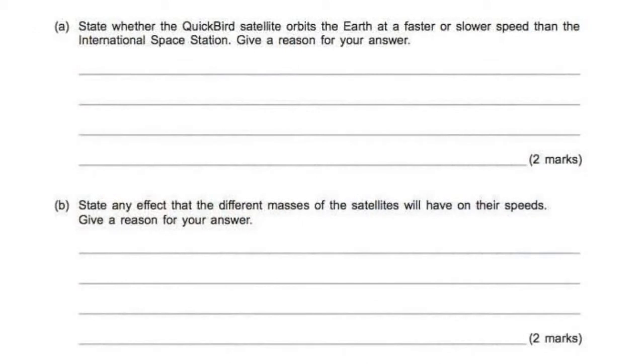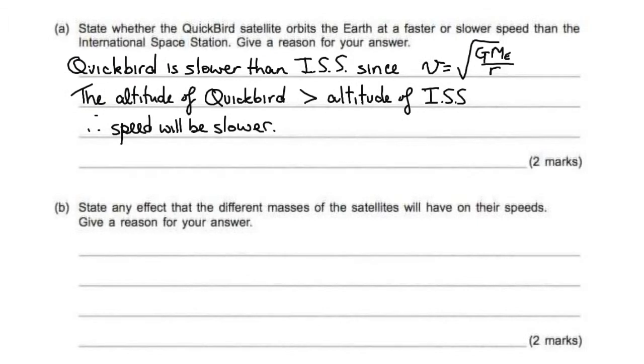To determine whether the QuickBird satellite is faster or slower than the International Space Station, we can look at our formula v is equal to the square root of GM on r. Therefore, since the altitude of the QuickBird satellite is more than the altitude of the International Space Station, its speed is going to be slower.